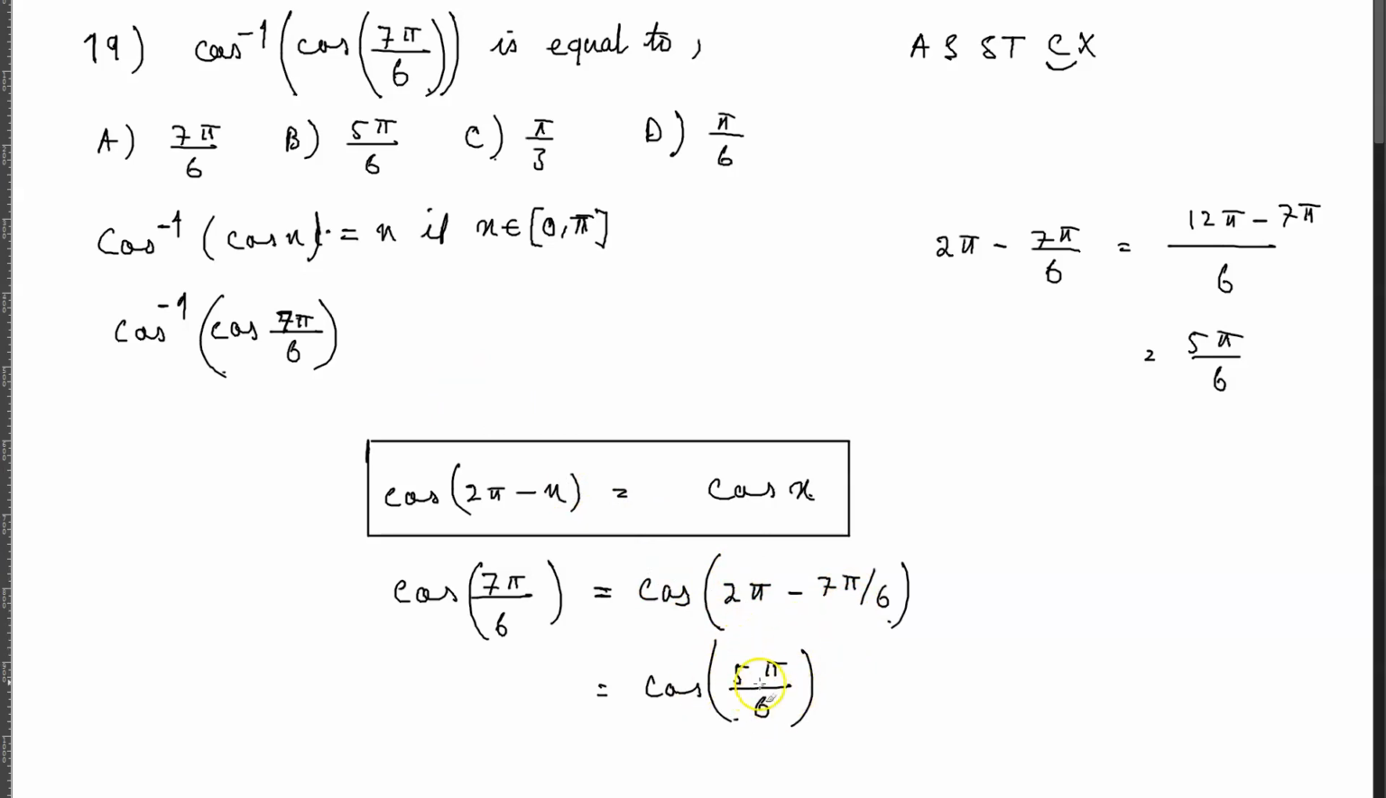Cos of 5 pi by 6 is an angle smaller than 180 degrees, less than pi, so it is in this domain and I can use it. So I can write this as the cos inverse of cos of 5 pi by 6, which is equal to 5 pi by 6, which means that the answer is choice B.